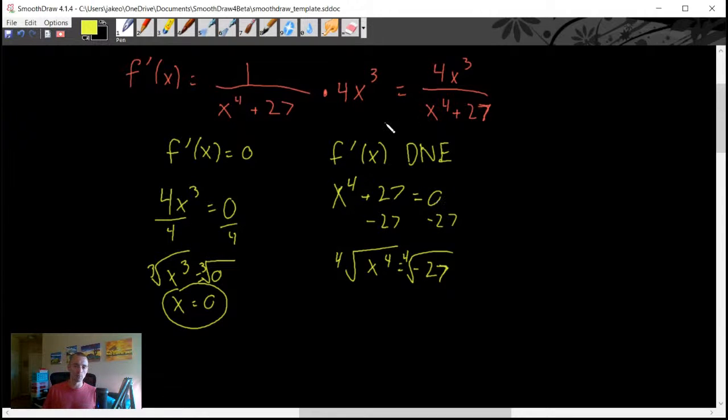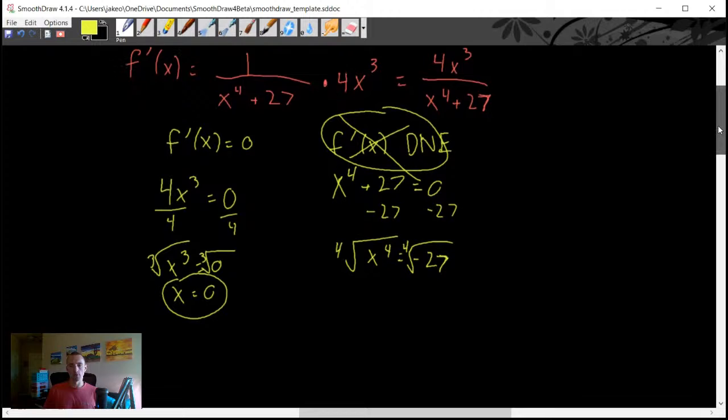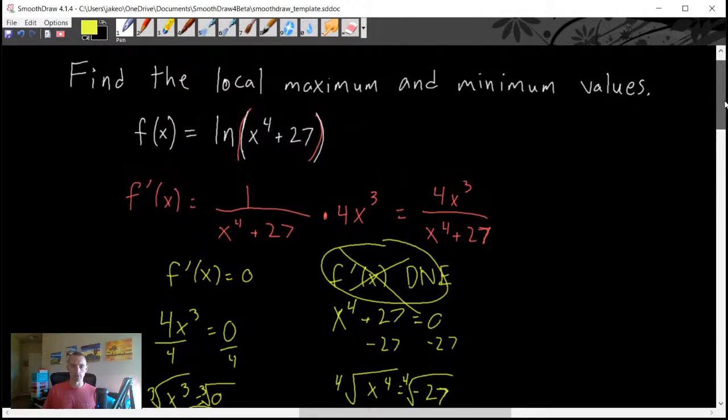So as a result, we don't get any critical numbers from trying to figure out where f prime of x does not exist. But we do have this critical number x equals 0. So x equals 0 is going to be our only critical number of this function.